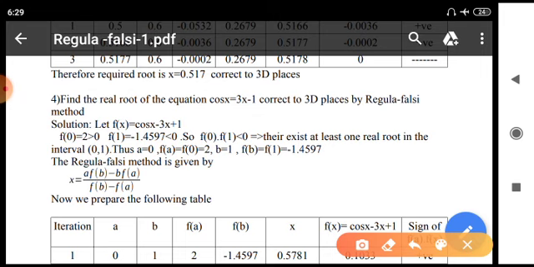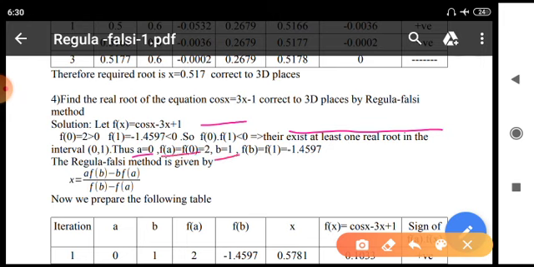So we start with f of 0. So cos 0 is 1. Then 3 into 0 is 0, 1 plus 1, it is 2, which is greater than 0. Now we will find f of 1, which is minus 1.4597, which is less than 0. But students, you have to remember the given function contains a trigonometric function, so you have to use the calculator in radian mode. So f of 0 into f of 1 is less than 0. Then there exists at least one real root in the interval 0 to 1. Therefore, a value is 0, b value is 1, and a is less than b.